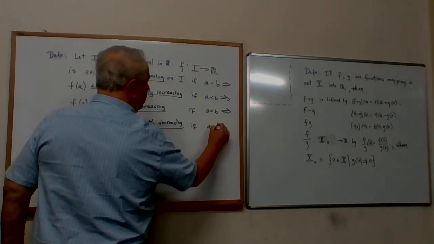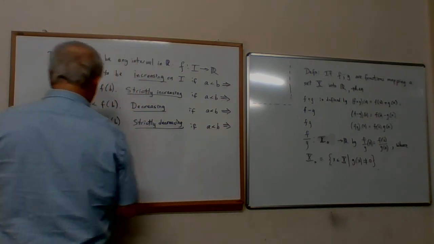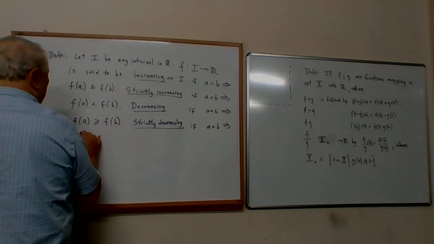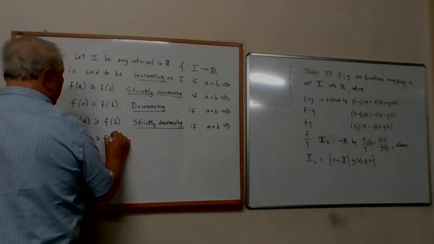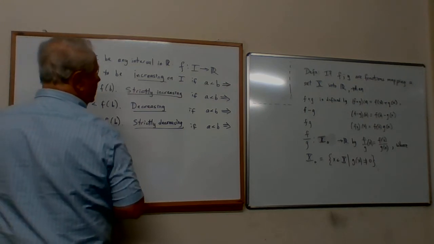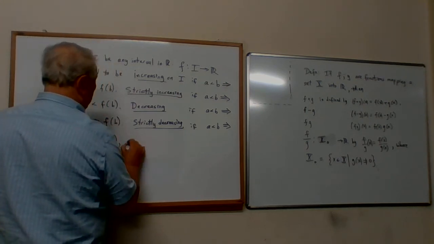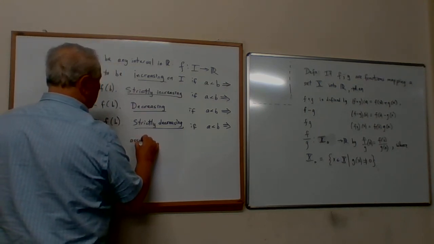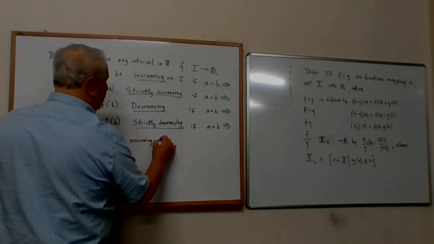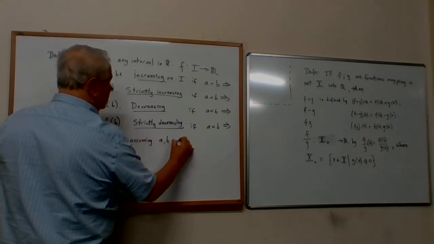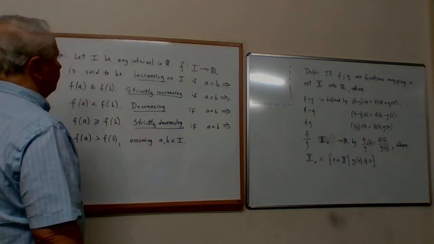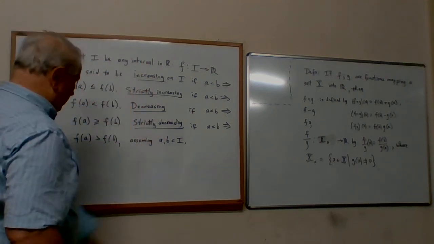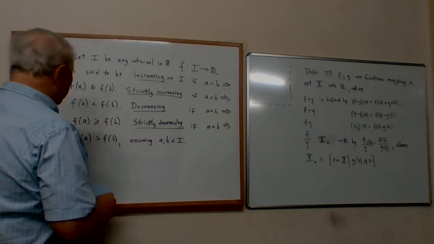If A less than B implies f of A is strictly greater than f of B, and these are assuming that A and B are in the interval in question. Okay? All of those. So let's do some examples.